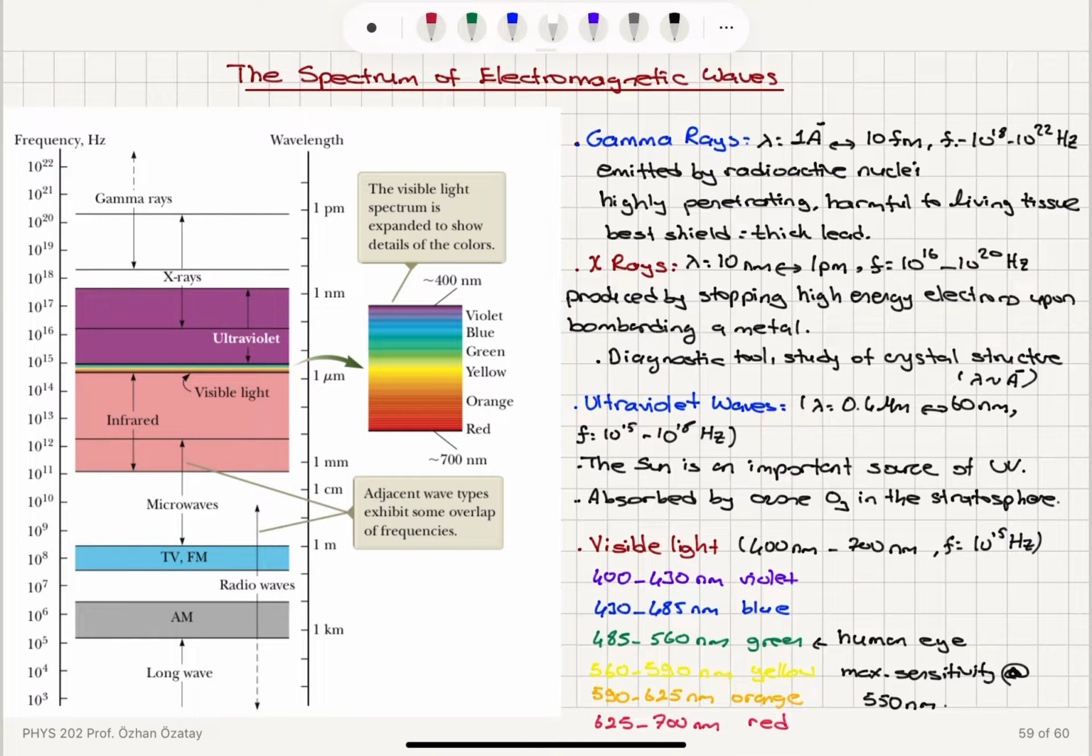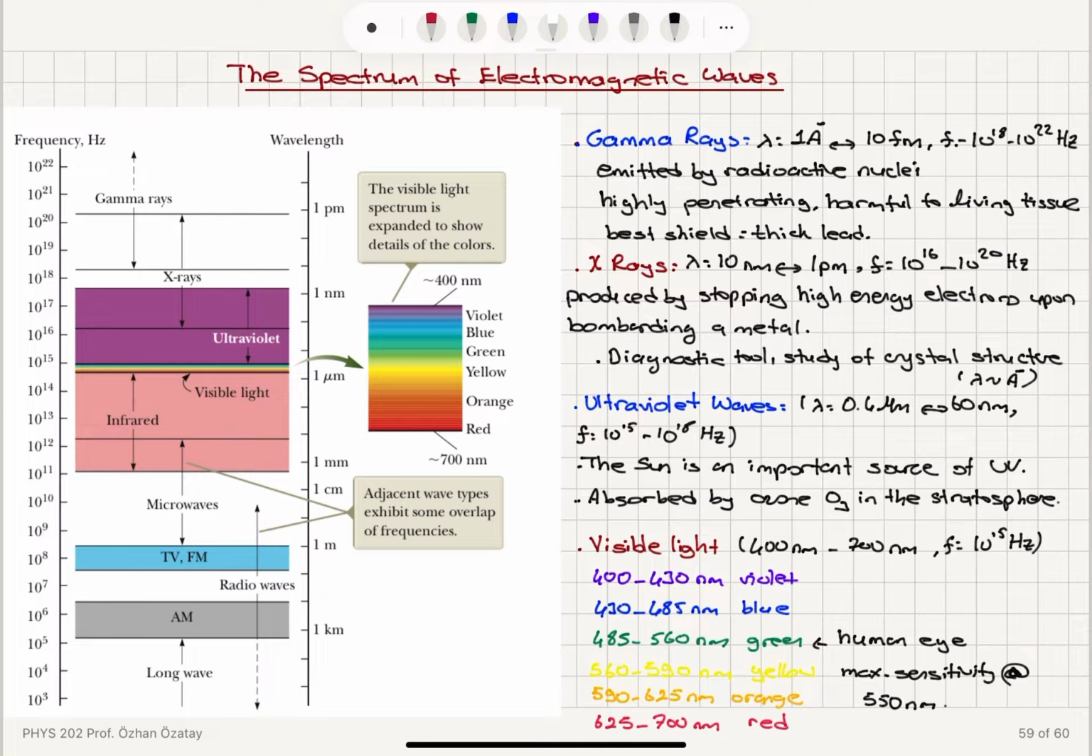Ultraviolet waves, the wavelength 0.4 micrometer to 60 nanometer range typically. Frequencies 10^15 to 10^18 hertz. The sun is an important source of ultraviolet waves. These waves are absorbed by the ozone in the stratosphere, which protects the Earth.